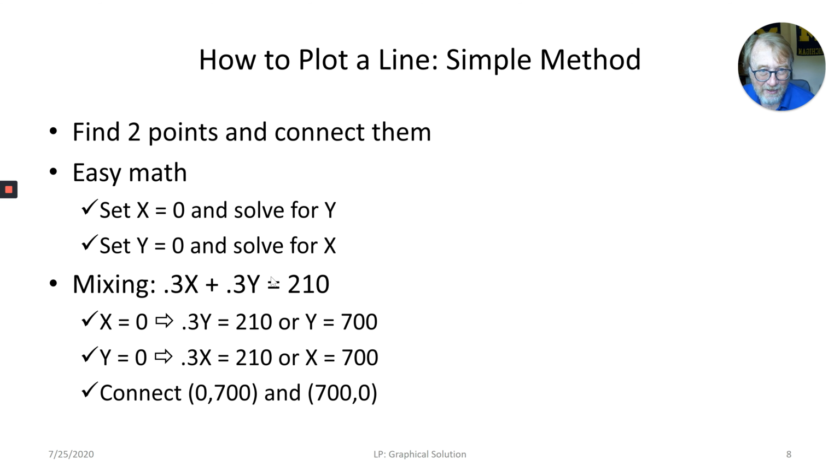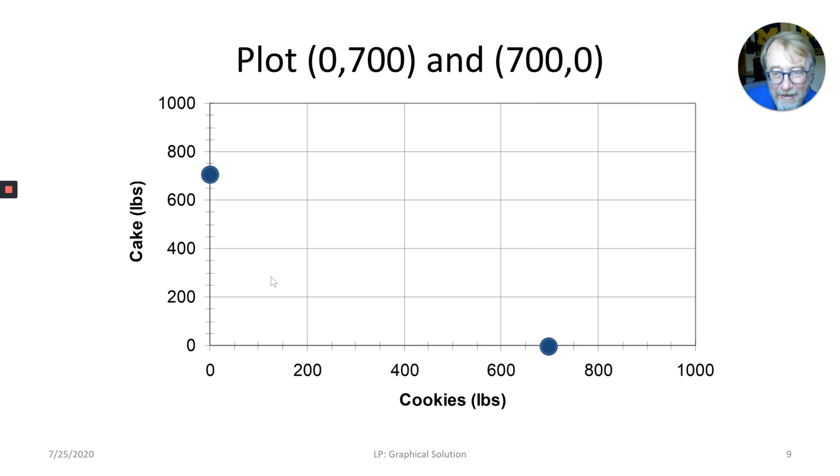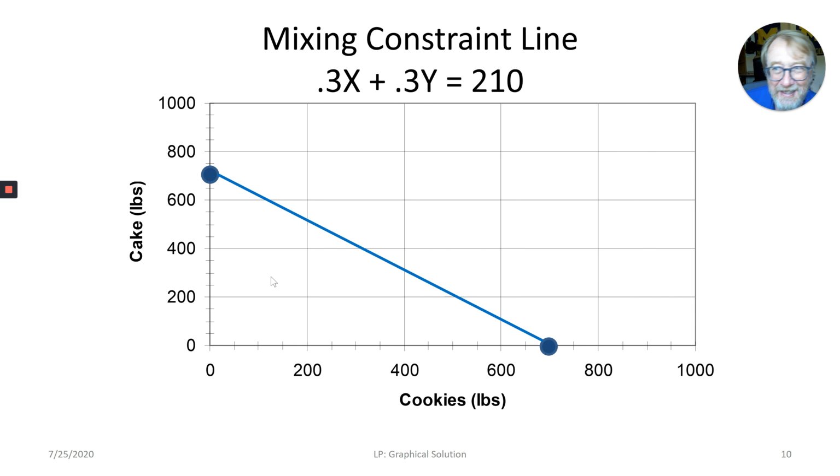So we just take the mixing constraint, set X equal to 0, and you say, hey, 0.3Y is 210. Wonderful. That means Y is 700. So you got your first point. Then you get the second point, set Y equal to 0 and solve. You find, hey, X is 700. Got the 2 points. You put them down on your graph. Then you get your ruler out and you connect the 2 points. And there you have it: 0.3X plus 0.3Y is equal to 210.